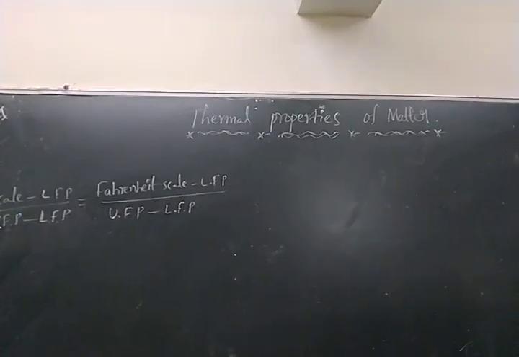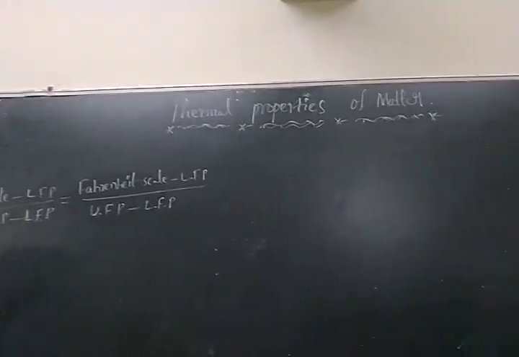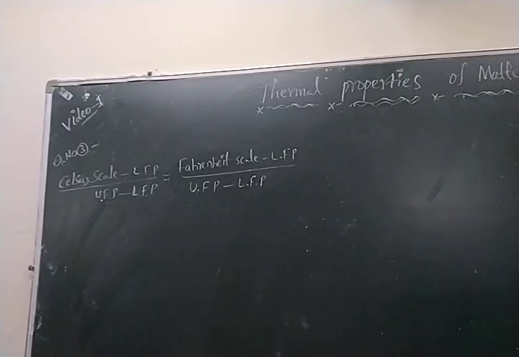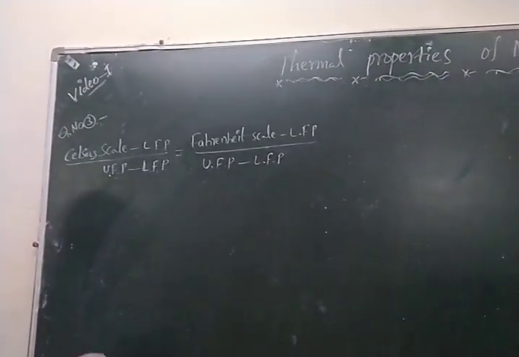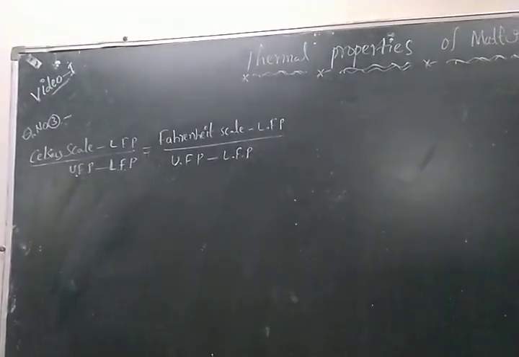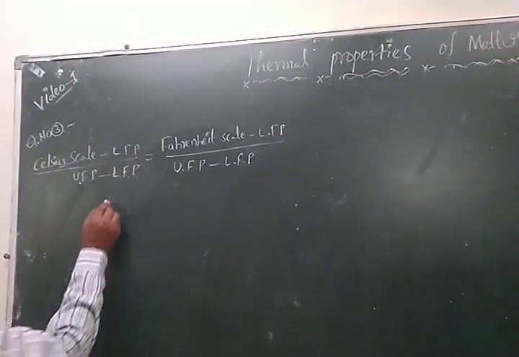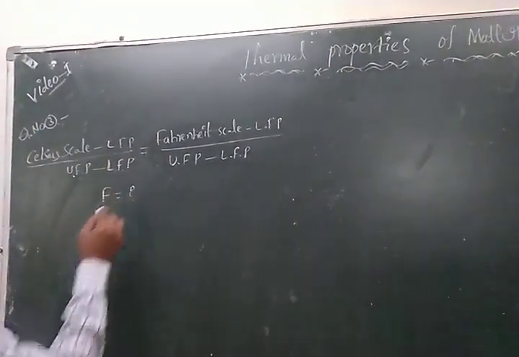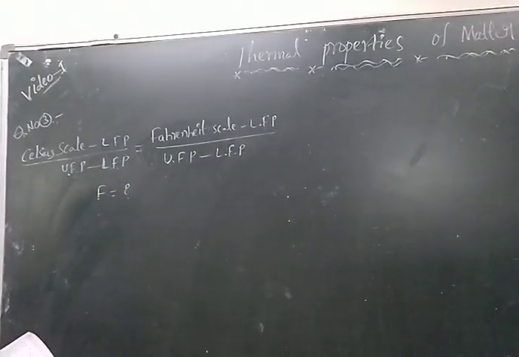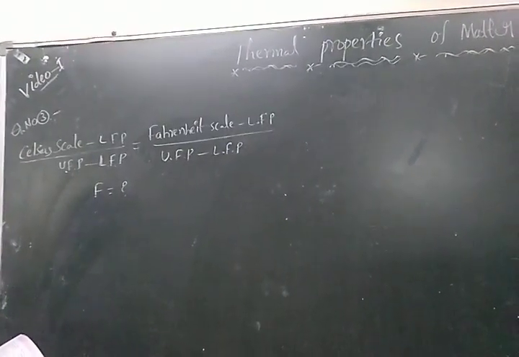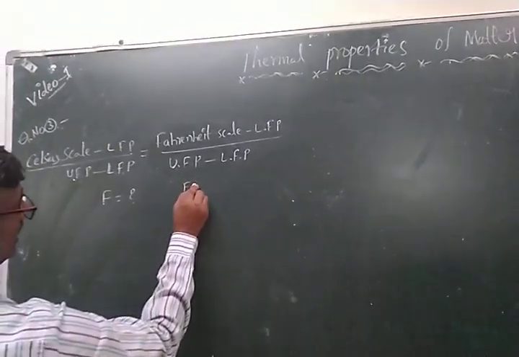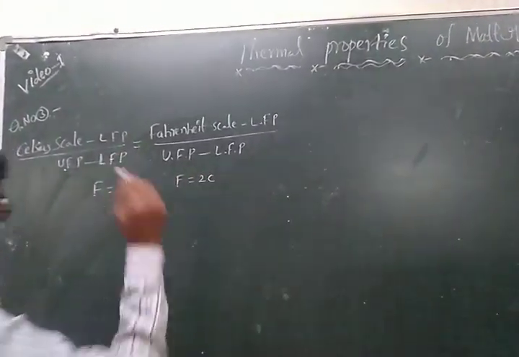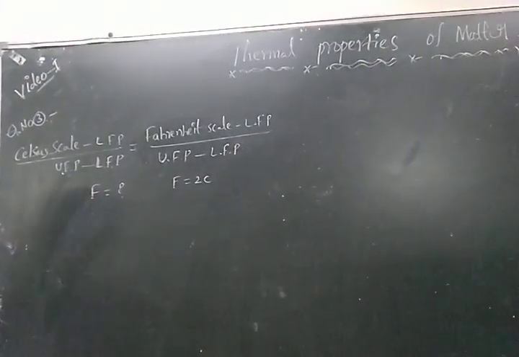Today's topic is the thermal properties of matter. Now, question number 3: at what temperature on the Fahrenheit scale will the reading be double the reading on the Celsius scale? That is, F is equal to how much, when the Fahrenheit reading is double the Celsius reading?